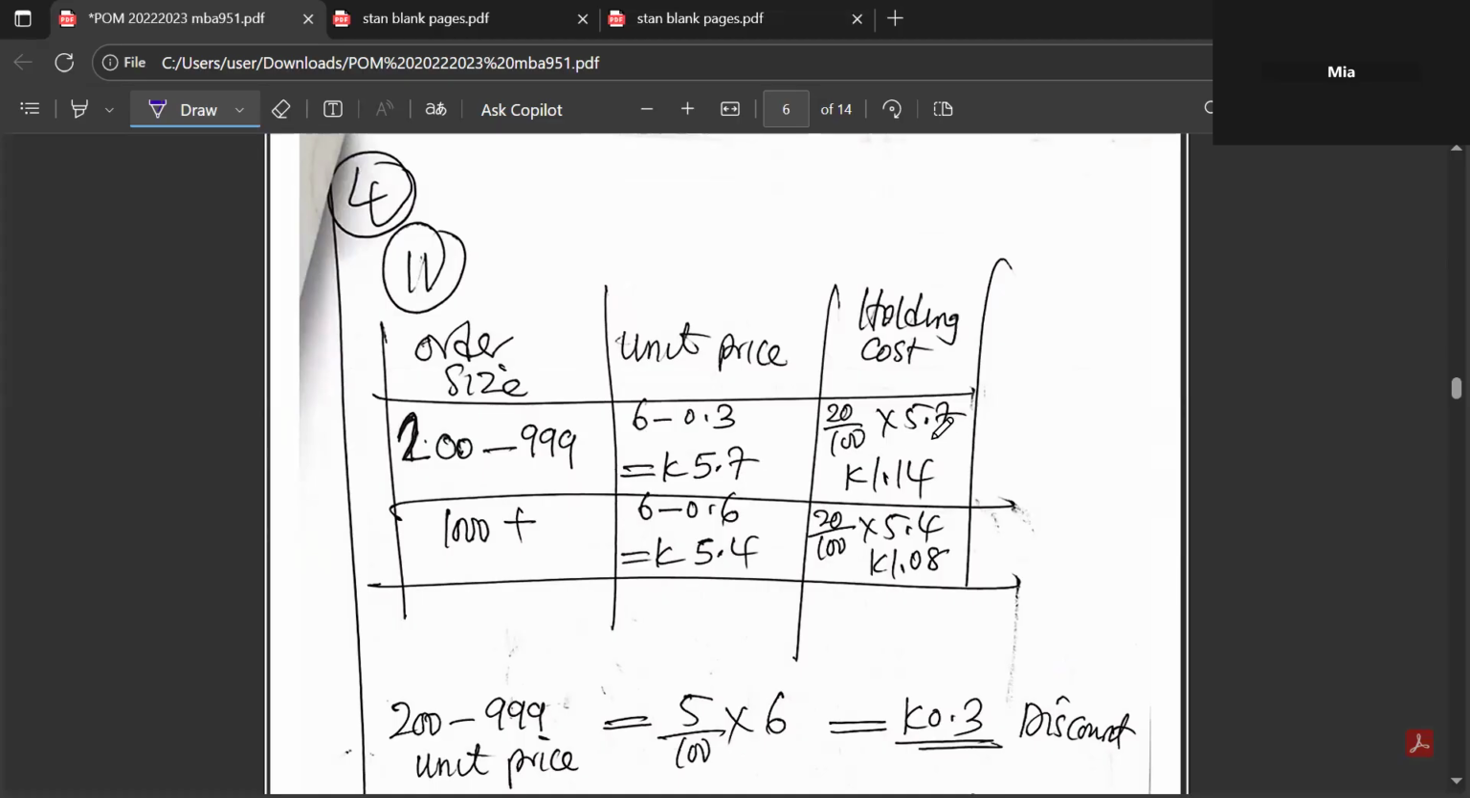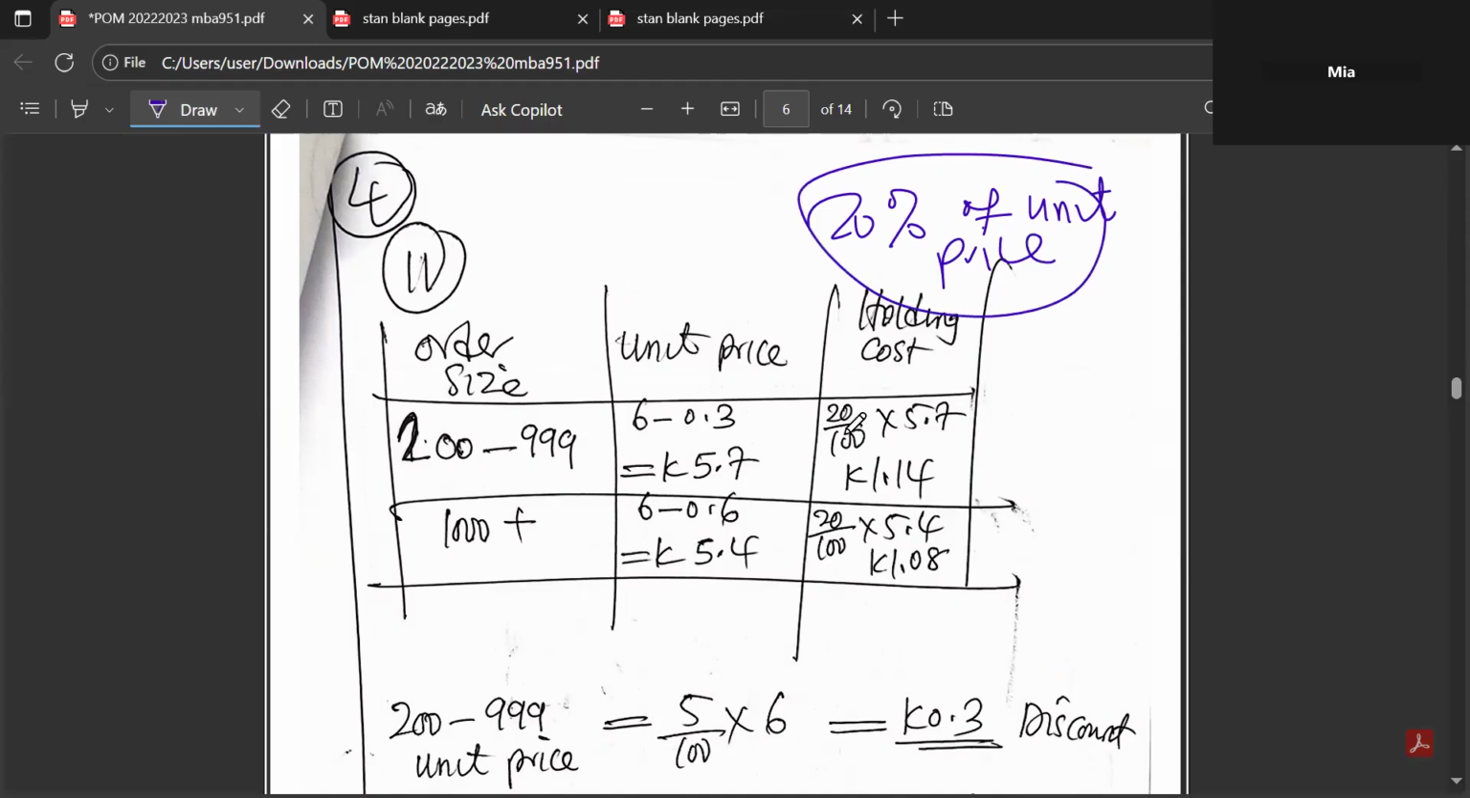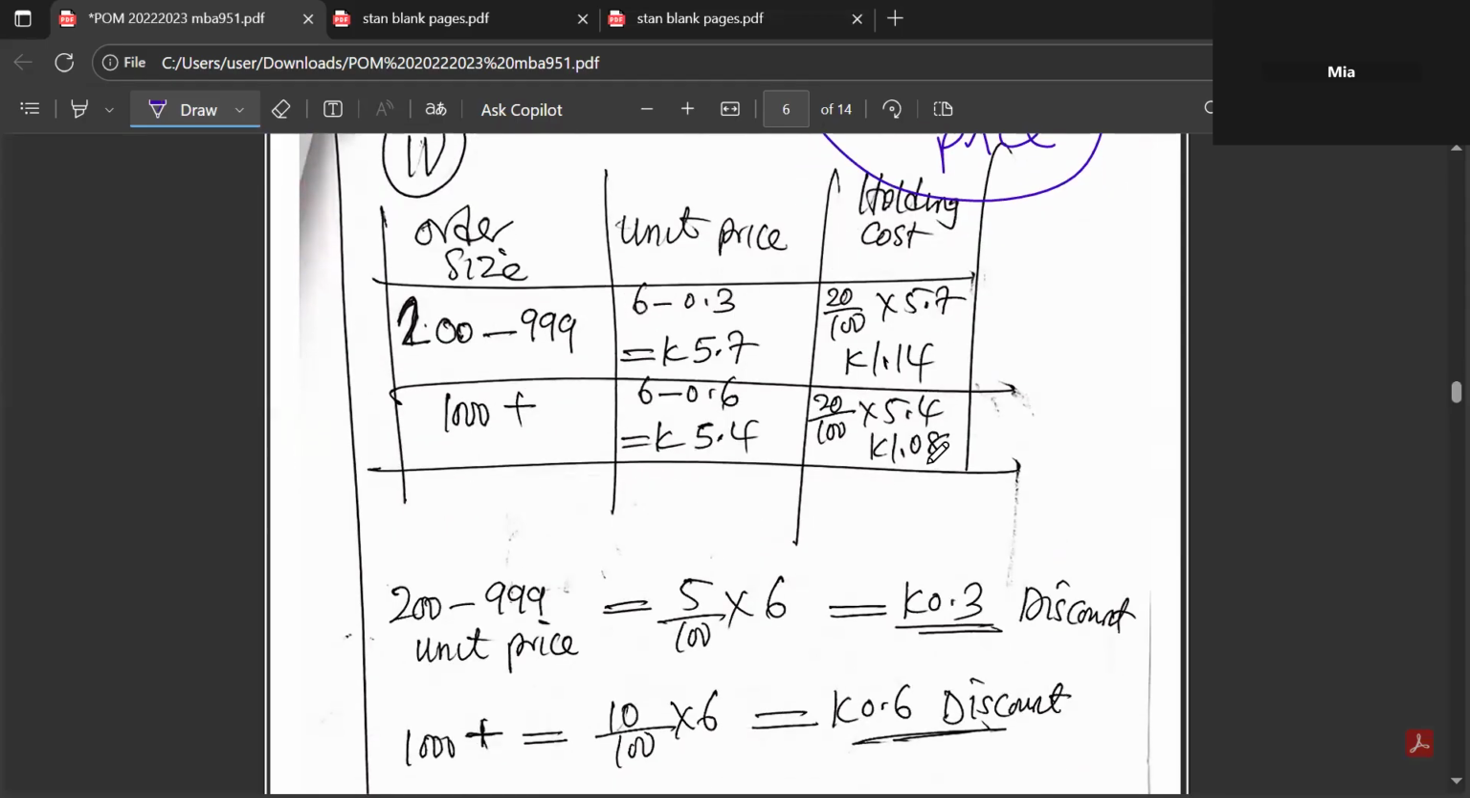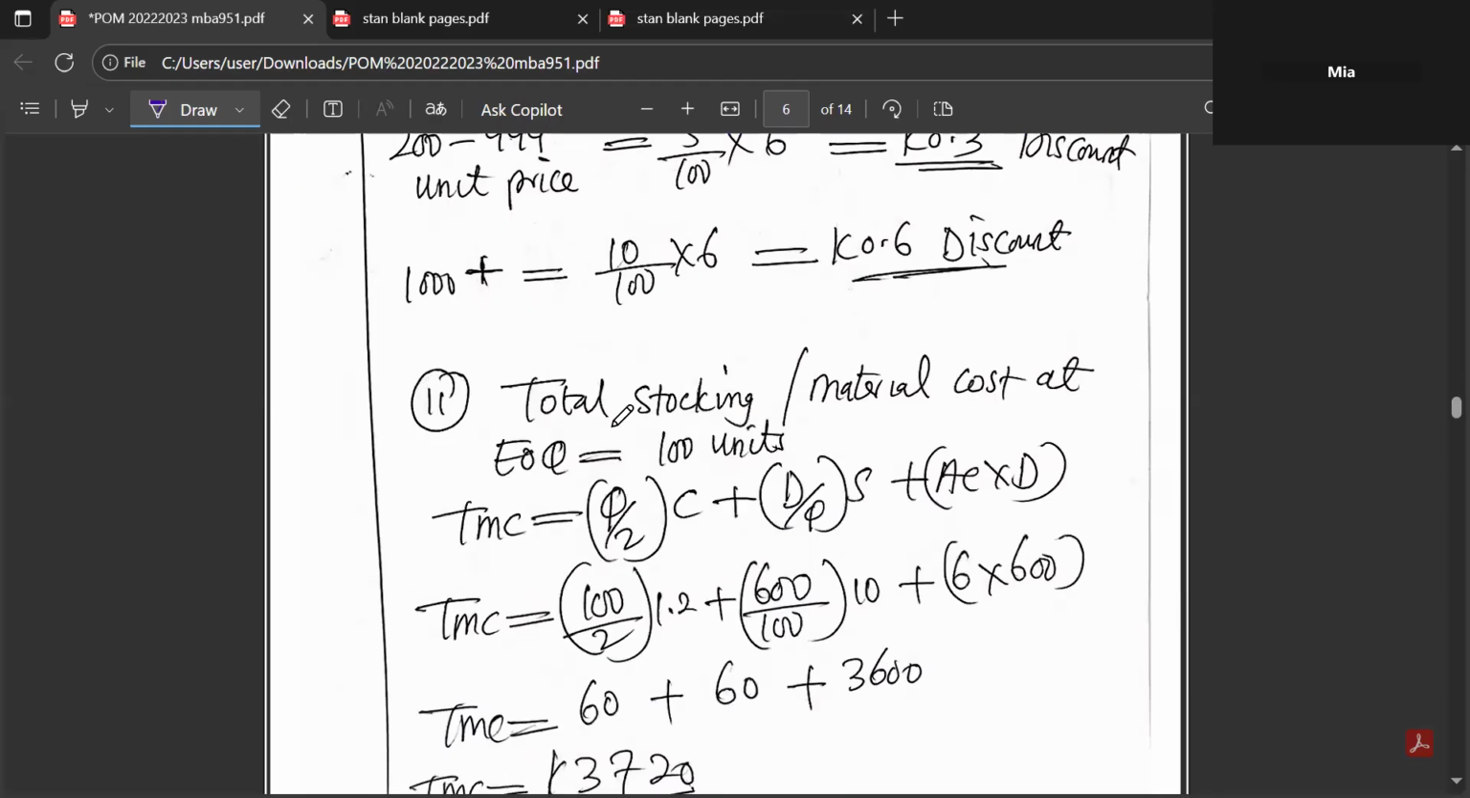So holding cost will be 20% of unit price. So 20% of that is 1.14, and 1.08. Okay, so this is what we have. So we can now find the total stocking cost or material cost at 100 units. Here, there was no discount for this one. So this one, we didn't have any discount.